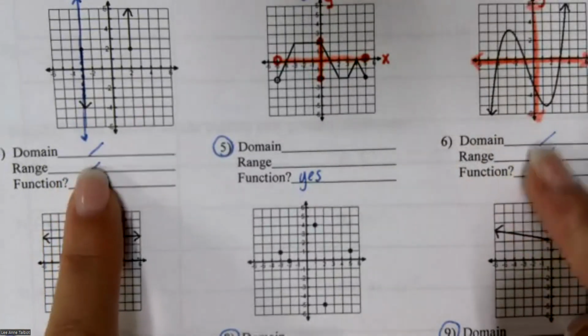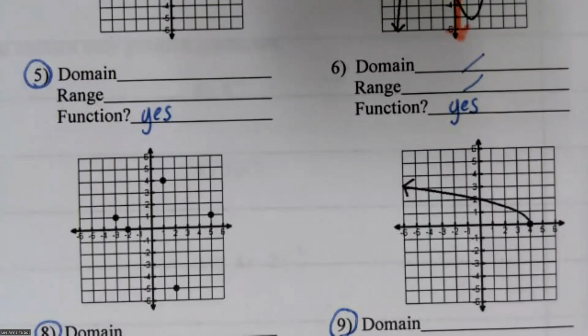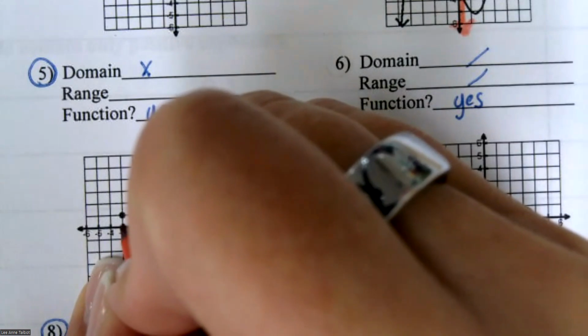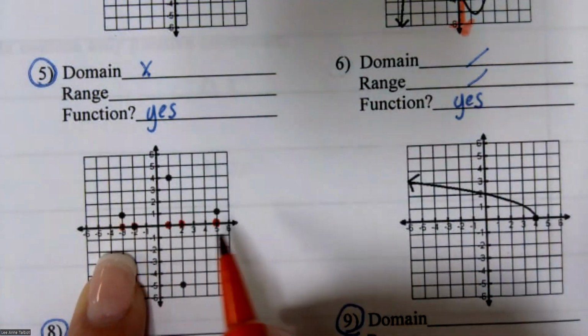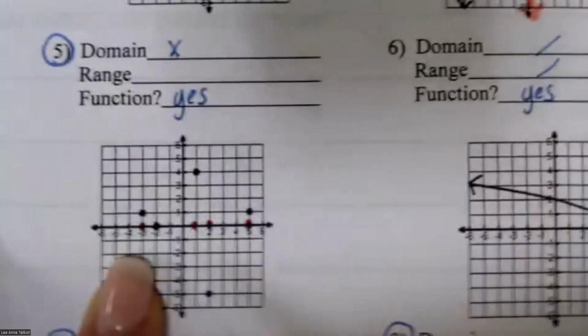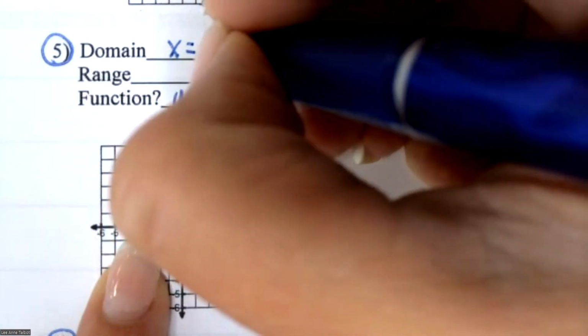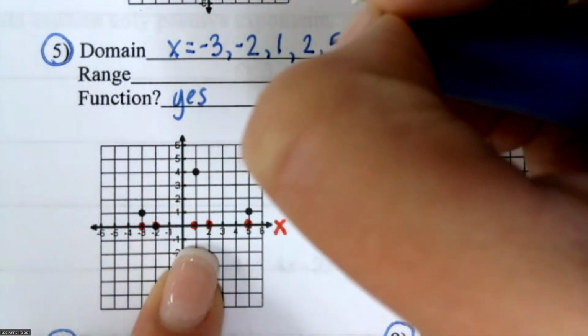Okay, on the next line, we're only going to do number 5. So you can put dashes in the spots for 4 and 6. Number 5 is just a list of dots. So for the domain, all we have to do is put the x values of those dots. I'm going to put a dot here, here, here, here, and here. Those are on the x-axis where those dots are. So x is -3, -2, 1, 2, and 5.